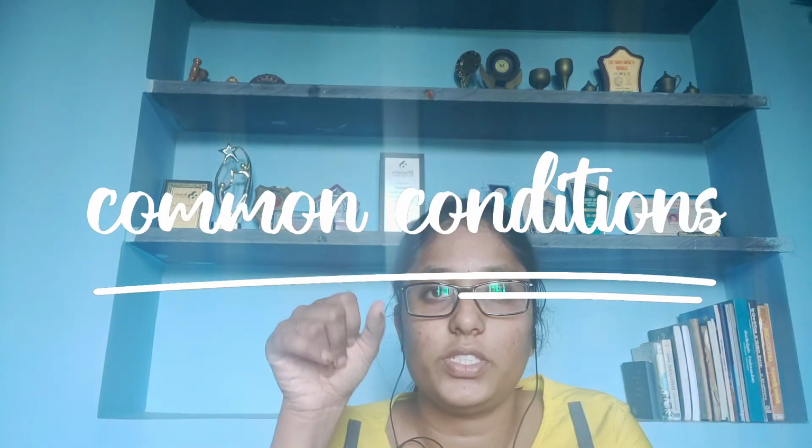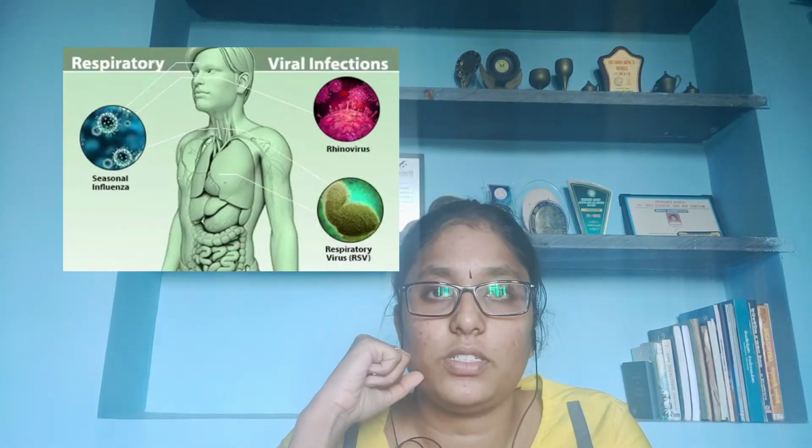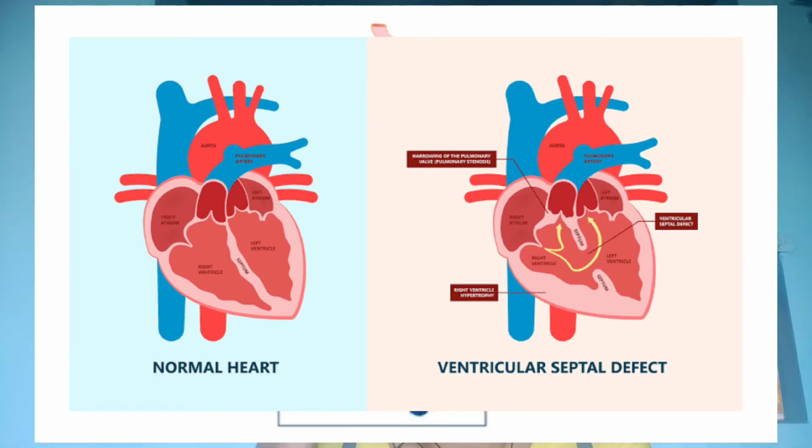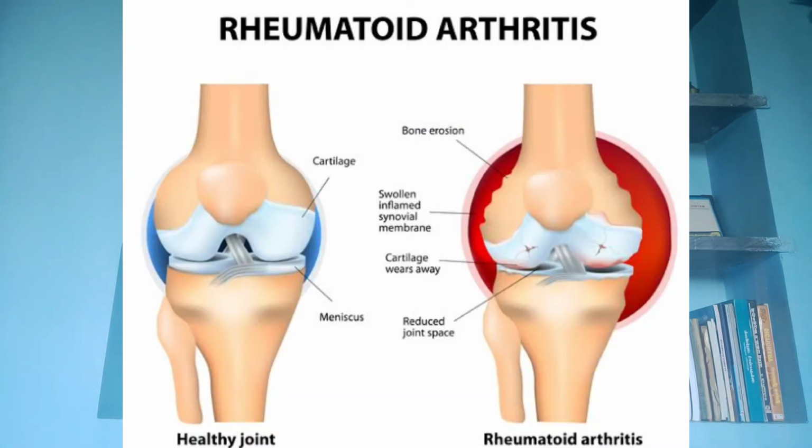And then coming to the most common conditions: what are the common diseases or conditions seen in children? First one, as you all will know, is respiratory tract infections, asthma and viral infections, acute gastroenteritis, and you have PDA, that is patent ductus arteriosus, ventricular septal defect, and you'll be seeing juvenile rheumatoid arthritis. So these are the most common conditions you'll be seeing in the hospital, and you can get thorough about these diseases and the drugs used in these diseases.